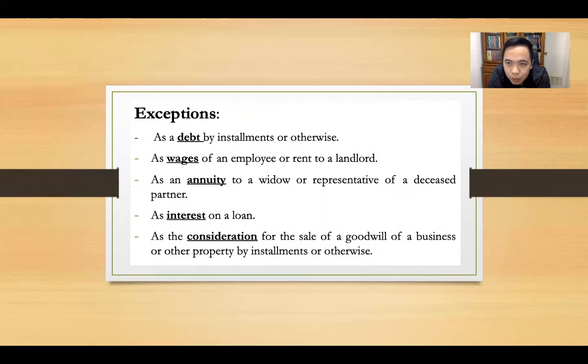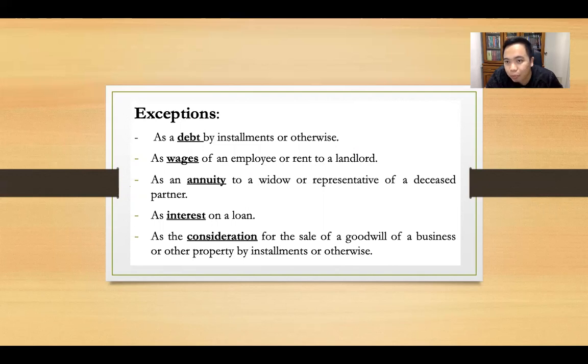if a partnership obtained a loan from a specific person, the payment of such loan does not convert the creditor as a partner in the partnership. Because the intention there, the payment there is to extinguish the obligation and not in the form of contribution of money or property. Now, class, pag binayaran ka naman, pinasweldo ka, as an employee.